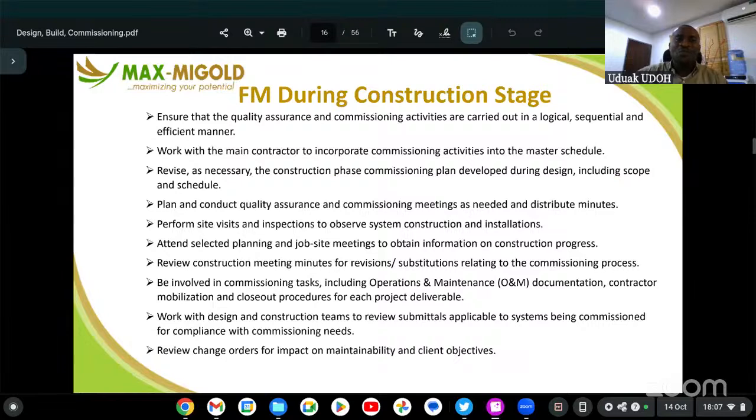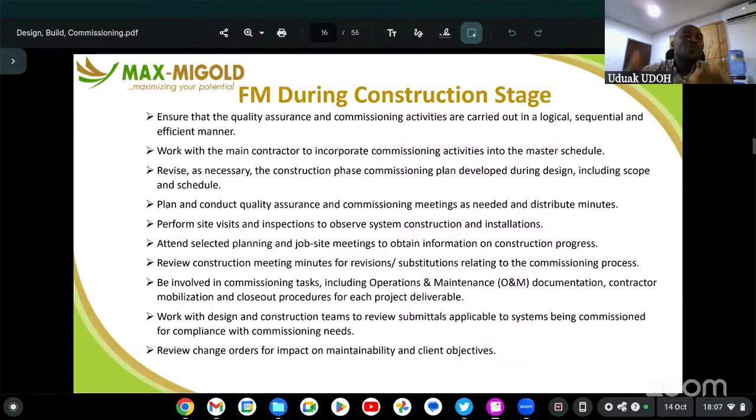We need to also ensure quality assurance and commissioning activities are carried out in a logical, sequential, effective, and efficient manner. Also need to work with the main contractor. So our relationship with the main contractor is always key. Our relationship with artisans on site is always key.